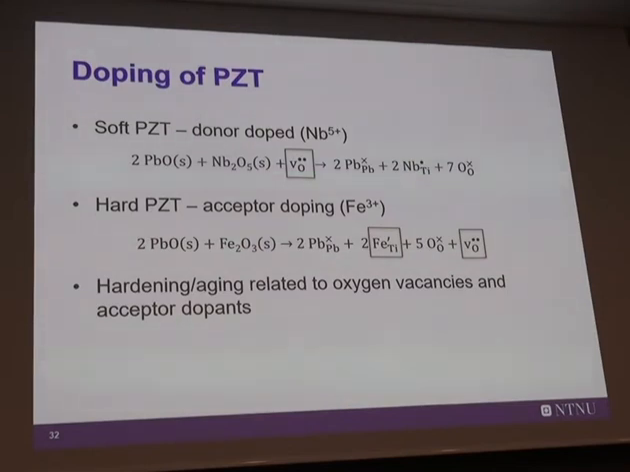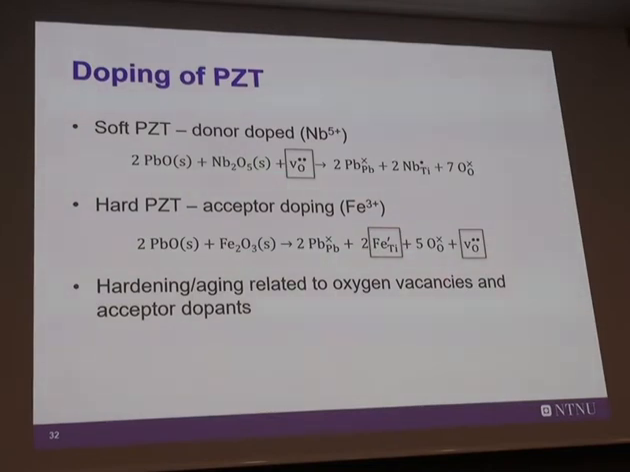The opposite is the case when you do acceptor doping. Iron oxide, again, is 3-valent, look from the stoichiometry. And when you do the same kind of equation here, you see that you get iron on the titanium site and you get oxygen vacancies. So the whole point with donor doping and acceptor doping is to enhance or to decline the oxygen vacancy concentration. And what's known in literature is that the hardening or aging is related to the oxygen vacancies and the acceptor dopants. So how can you understand that?